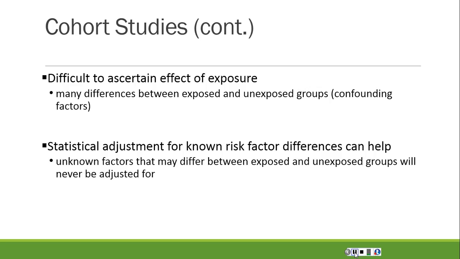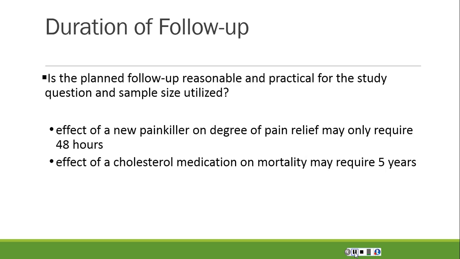You can adjust for some of these known risk factor differences, and that can help control for these factors in your analysis and allow you to know if the factor that you're really interested in is an independent predictor of your outcome. However, there can be unknown factors that you're not accounting for between your exposed and unexposed groups, and these will never be adjusted for.